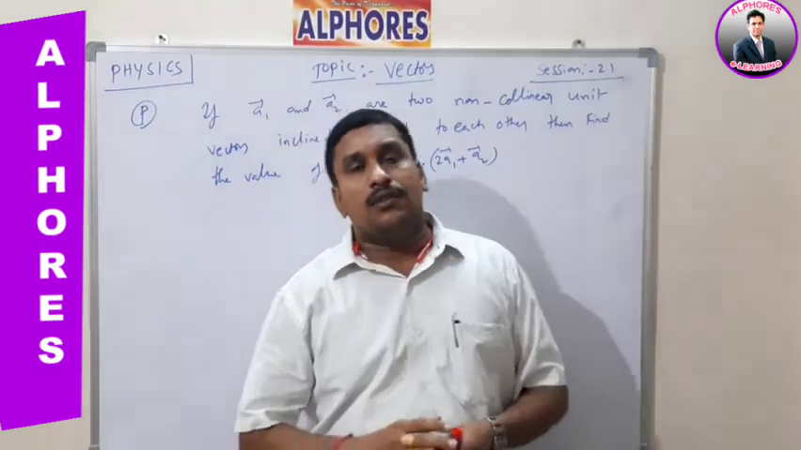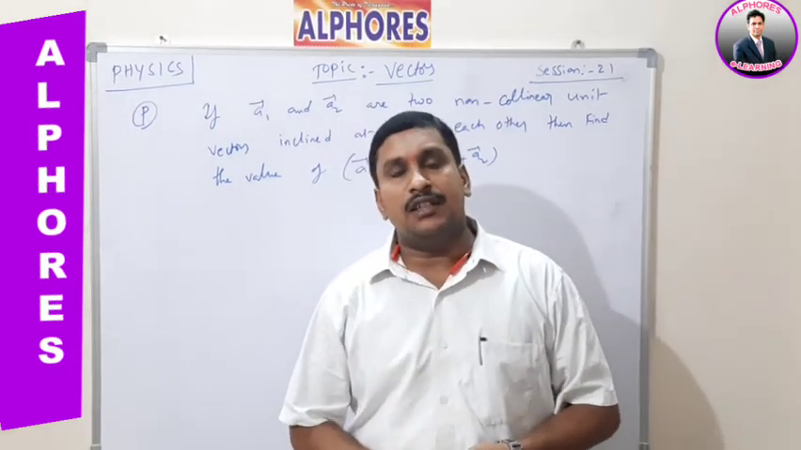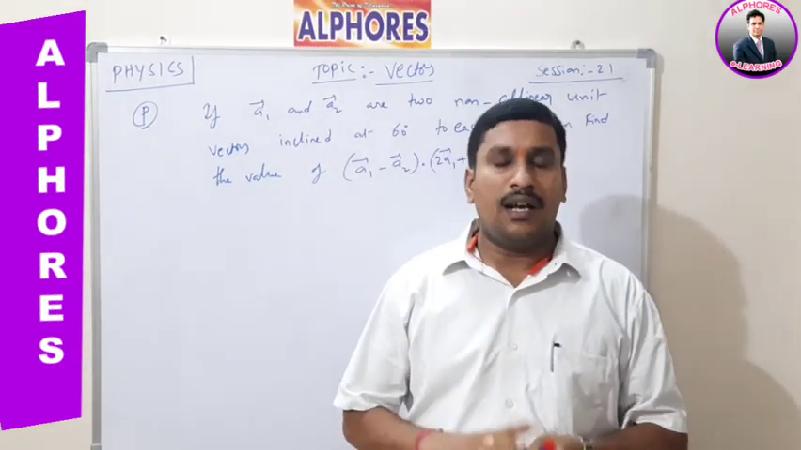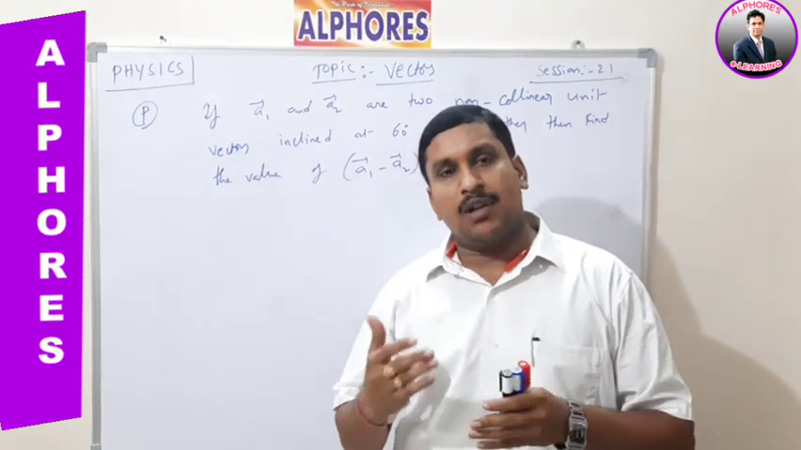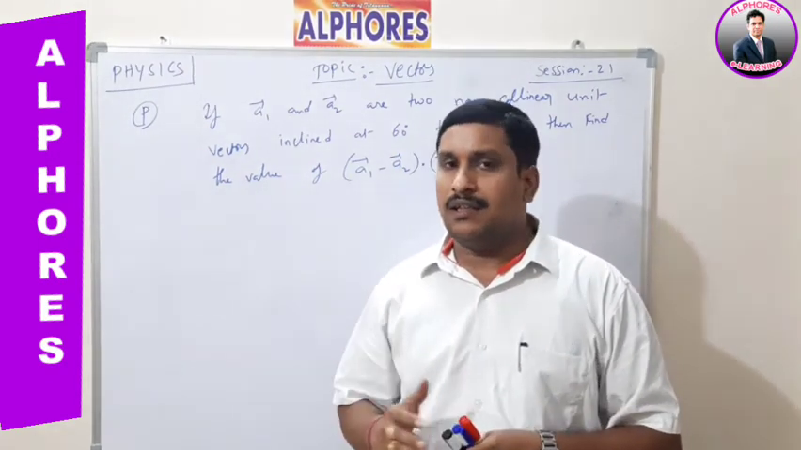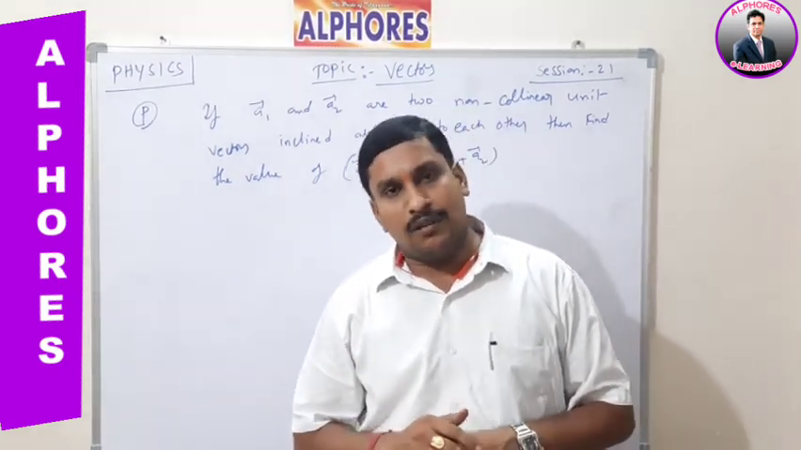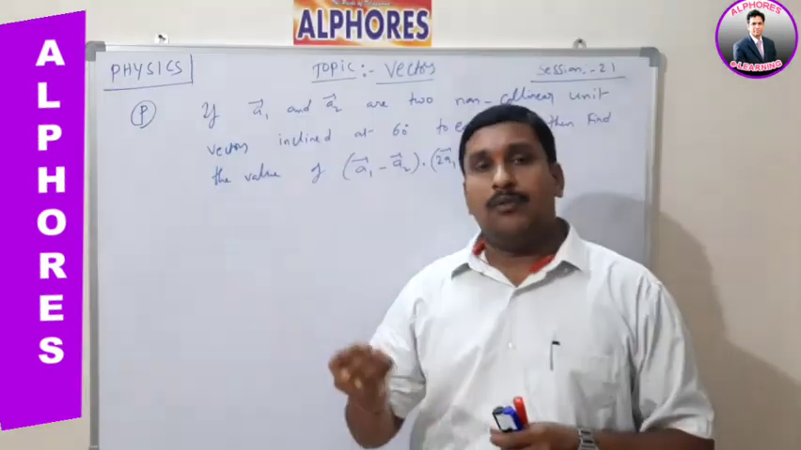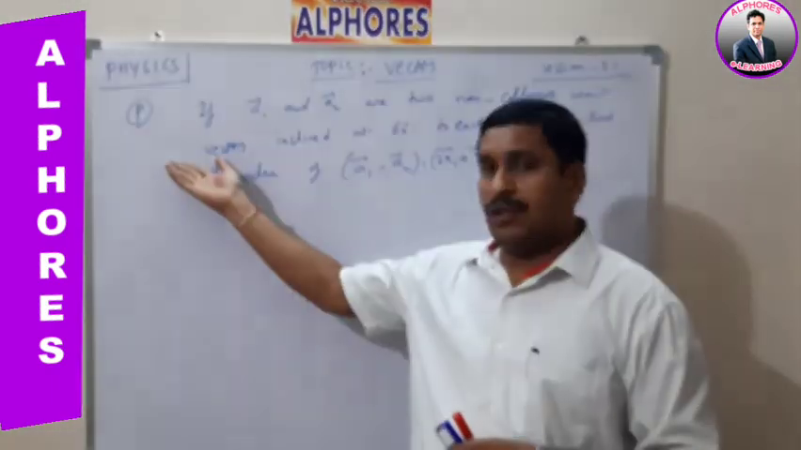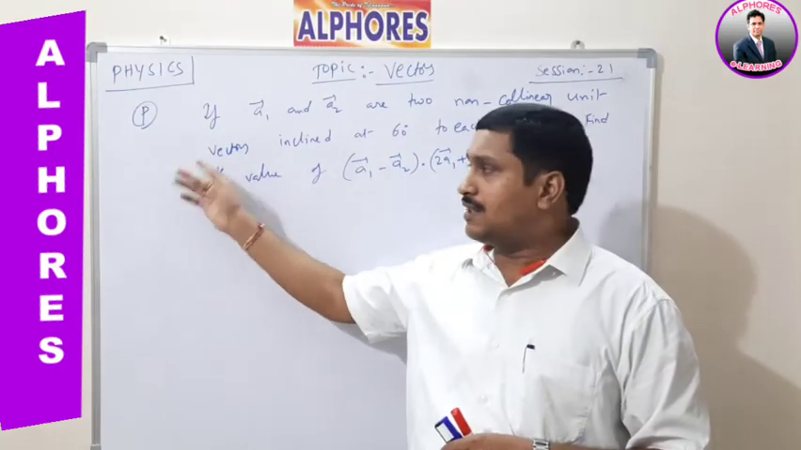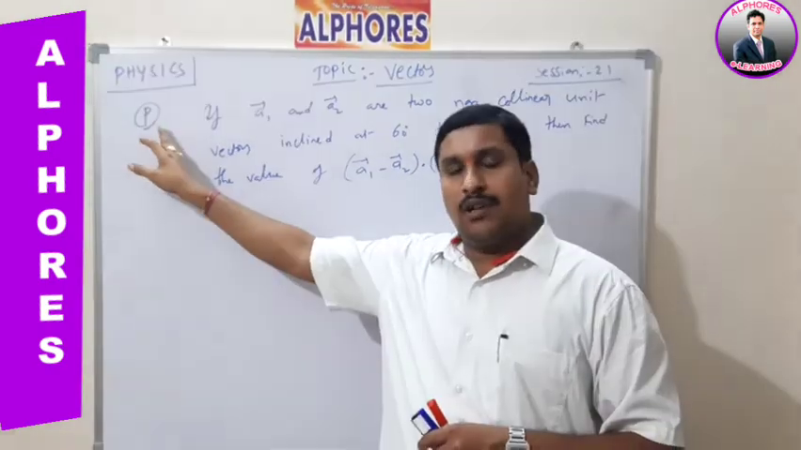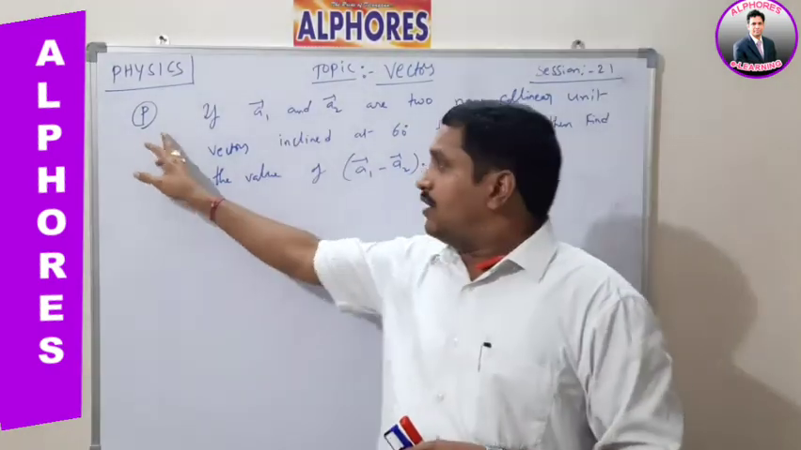Yesterday we learned the concept of the scalar product of two vectors, and discussed some problems based on the dot product of two vectors. Again, I will give a few more problems based on the dot product only. Please all of you note down this question. What is the problem I am giving?